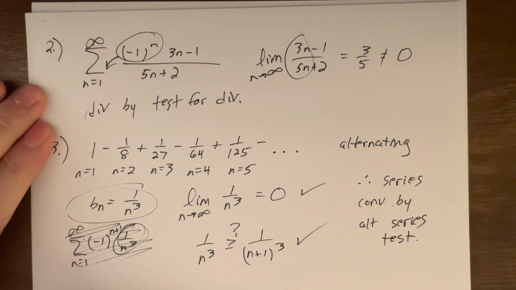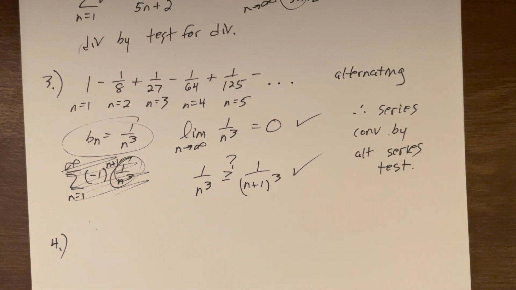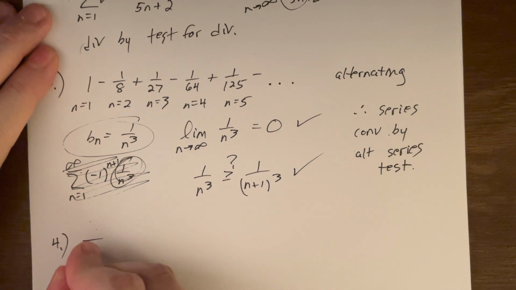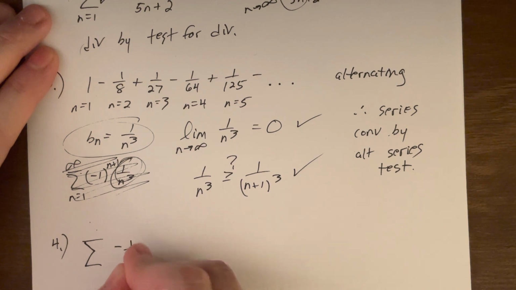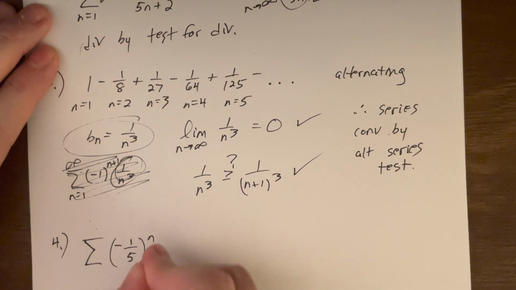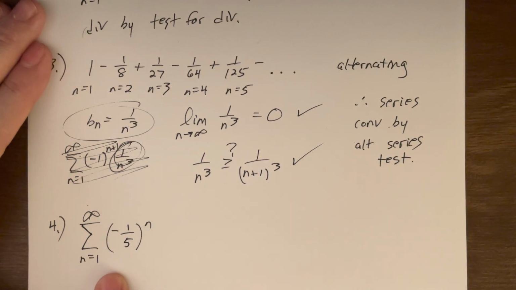Number 4, just a couple more problems, little things to point out just to get a little more practice and familiarity. And then, like I said, we'll just talk a little bit about remainder and point out why this test is so friendly, why these series in general are actually pretty friendly. So number 4, let's look at minus 1/5 to the n.